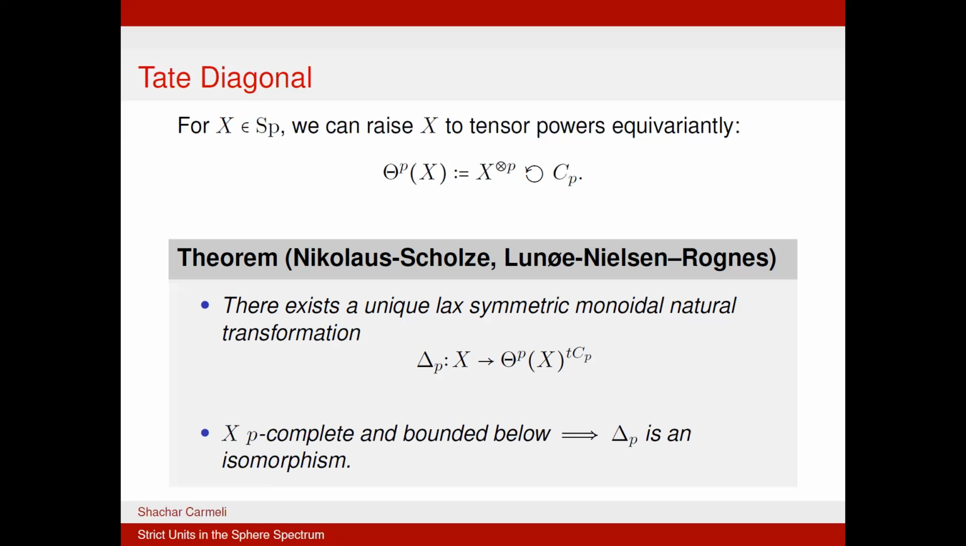And very importantly, if X is p-complete and bounded below, so it has only homotopy groups from some point and above, then this map is an isomorphism. This is related to the fact that the fixed points, but now in the set theoretic sense, of the cyclic action on X to the p are just the image of the diagonal map from X to the p. But this is some kind of a spectral version, which is very interesting.